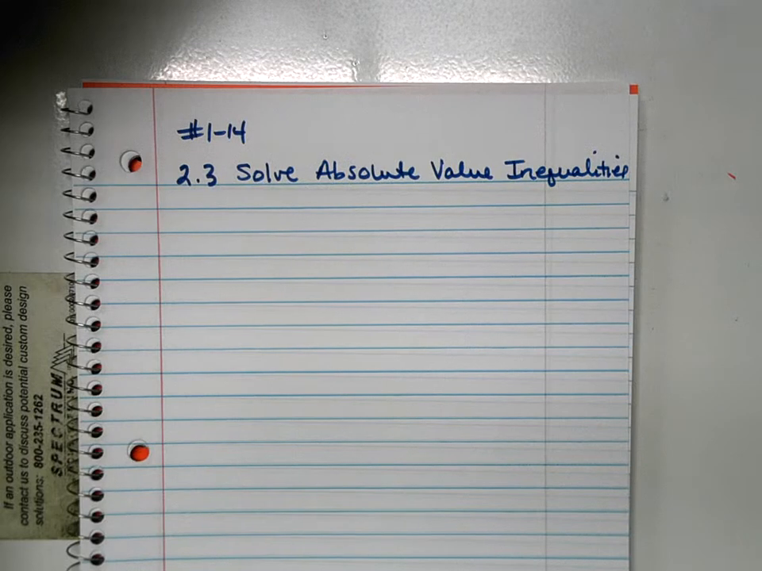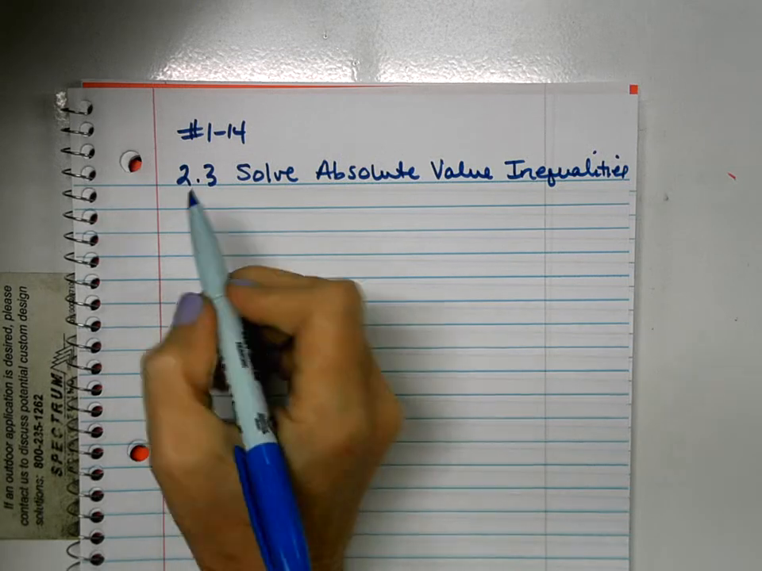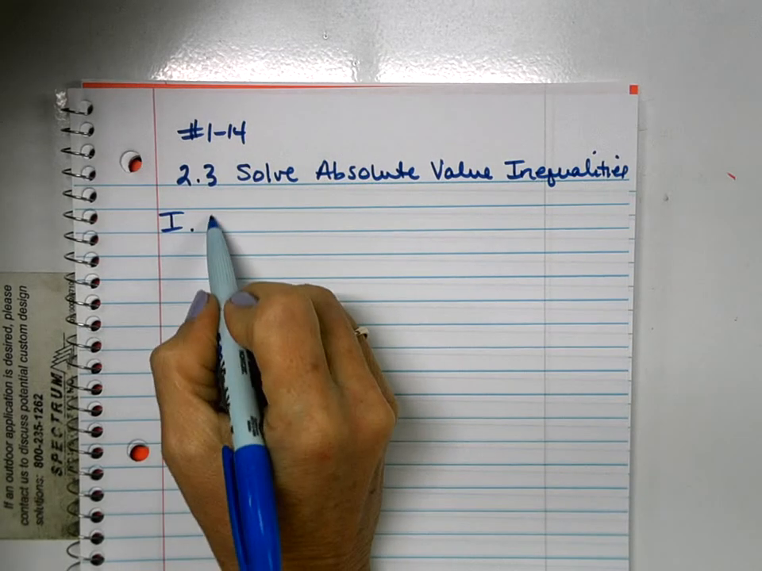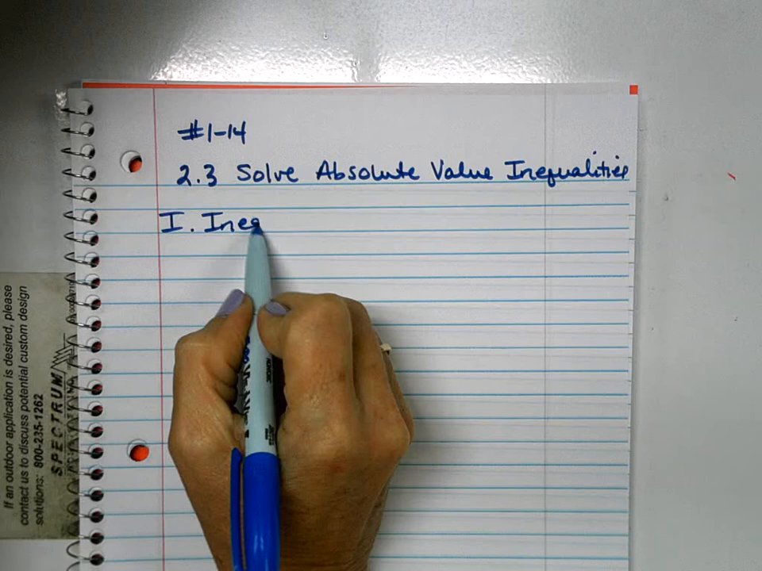This lesson is 2.3. We're going to solve absolute value inequalities. In the previous one we solved equations. We're going to switch it now to an inequality, which actually makes a pretty significant change to the problem. I want to review graphing inequalities that you must have done maybe in 7th or 8th grade math, would be my guess. Can we review how to graph inequalities?